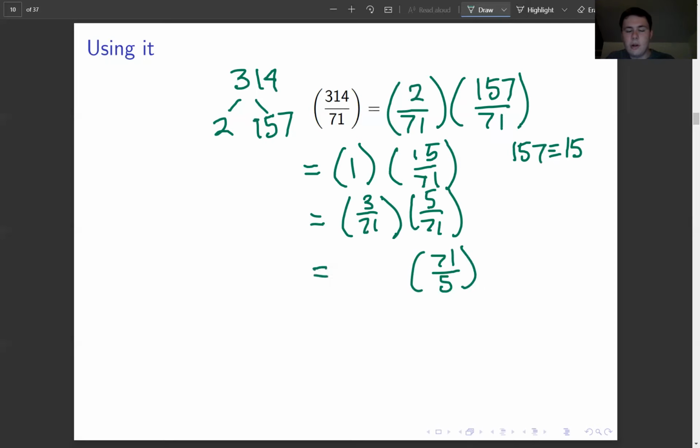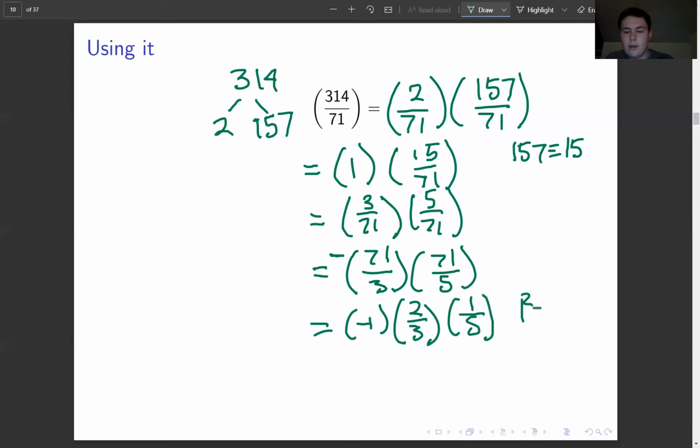Since 3 and 71 are both 3 mod 4, we can do 71 over 3, but we have to multiply by negative 1 out front. Now we can reduce mod 3 and 5 respectively, so we're going to get negative 1 times 2 over 3, and 71 over 5 gives us 1 over 5. Now 1 squared is always 1, so it's always a quadratic residue no matter what the bottom is. So this is definitely 1. And 2 over 3 we can check, that's negative 1 based on our theorem. So what we get is 1.